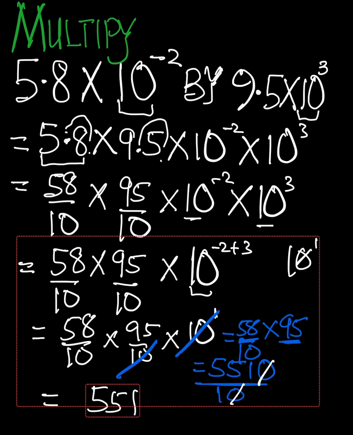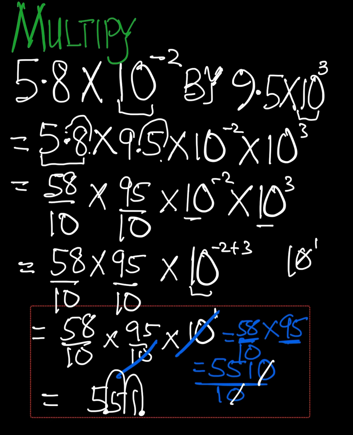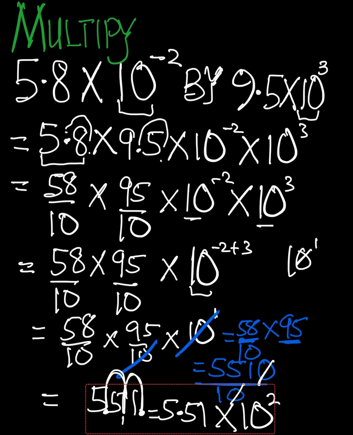But if we want to leave it in standard form, remember that the decimal point is now here. We're going to move it 1, 2. Always leave the decimal point between the first two numbers. And that gives us 5.51, right? And then because we moved it twice, this was the first move, and that was the second move, it's going to be multiplied by 10 to the power of 2. Why 2? Because we're moving from the positive direction. That's why the power here takes a positive 2.